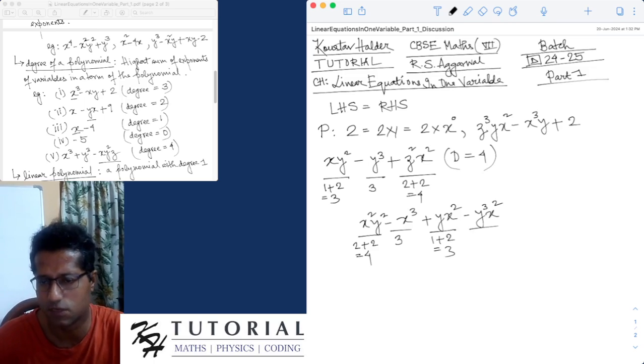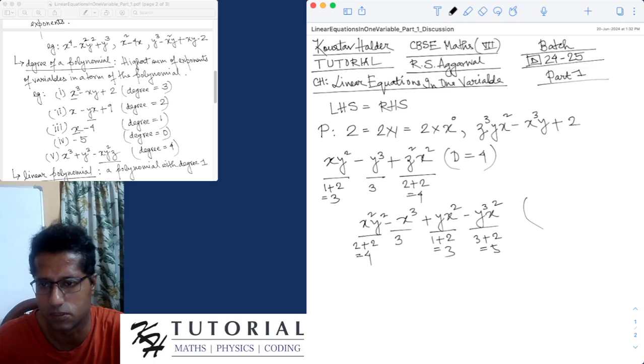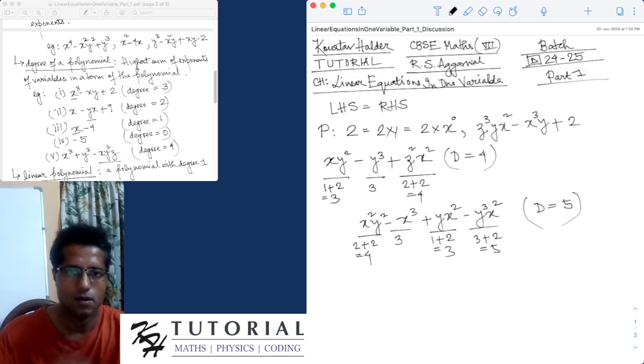And what is the sum of the powers of the variables in the fourth term, minus y cube x square? It is 3 plus 2 equals 5. So the maximum sum of powers is 5. So for this polynomial the degree is 5. So I hope it's clear what is the degree of a polynomial.